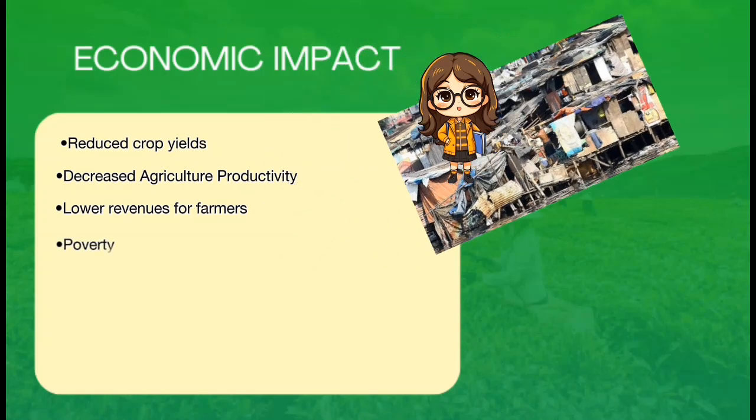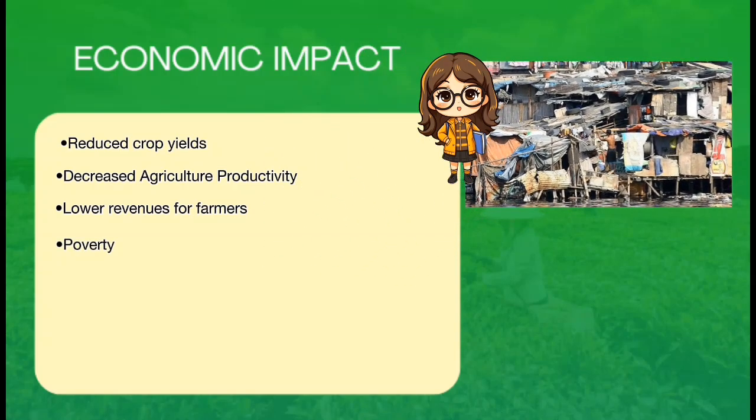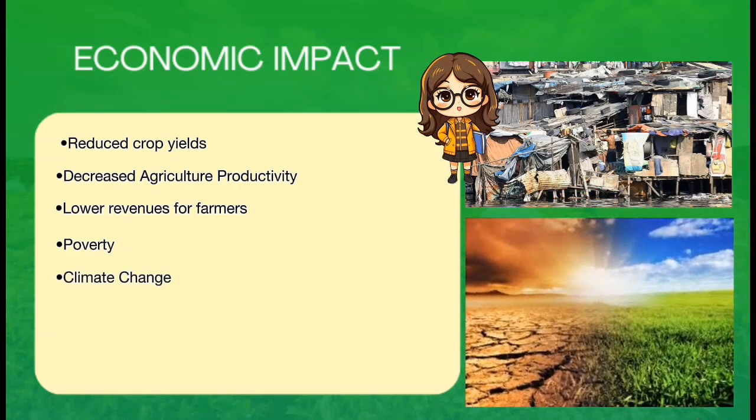Fourth, we have poverty in agricultural communities, which arises from reduced incomes, limited job opportunities, and inadequate access to resources. Soil degradation, climate change, and inefficient agricultural practices exacerbate poverty. Next, we have climate change. It exacerbates agricultural challenges, causing extreme weather events, shifting growing seasons, and altering pest and disease patterns. Rising temperatures and changing precipitation patterns threaten global food security, agricultural productivity, and ecosystem balance.